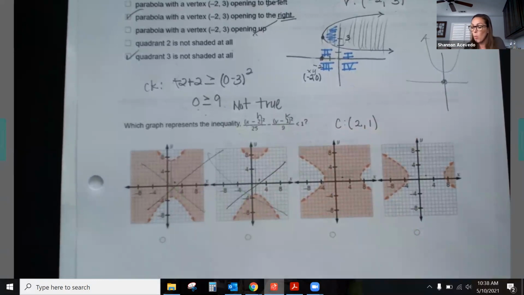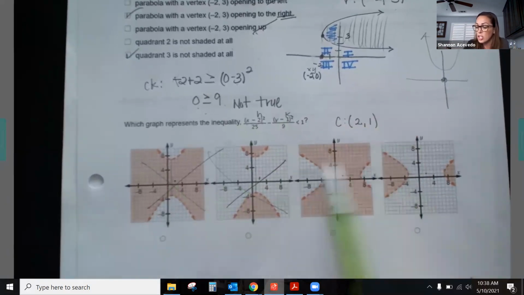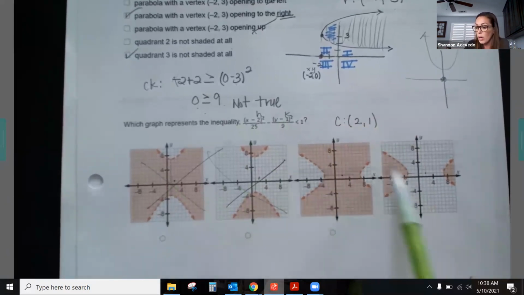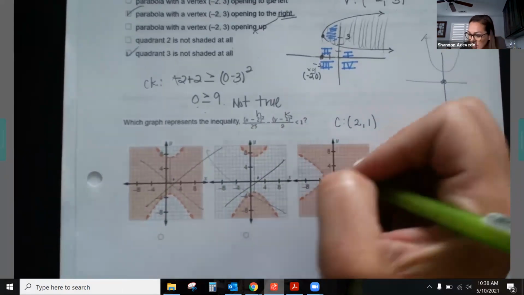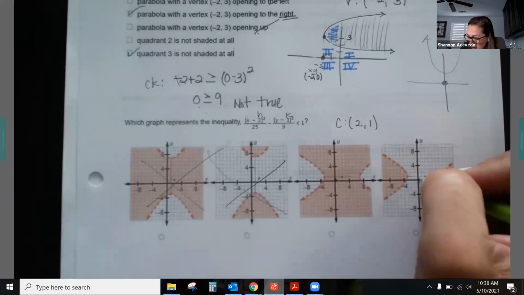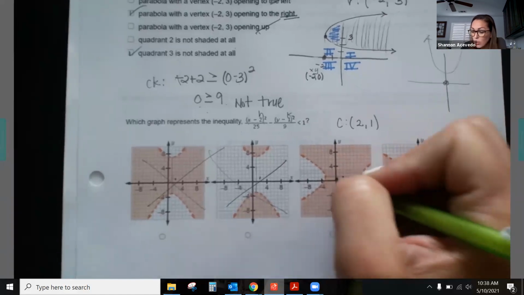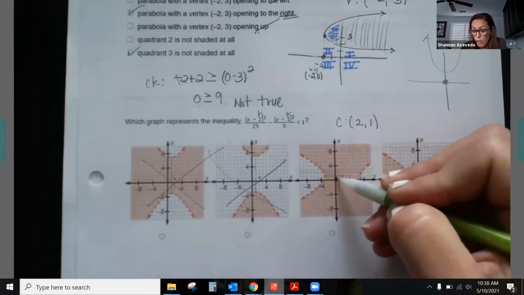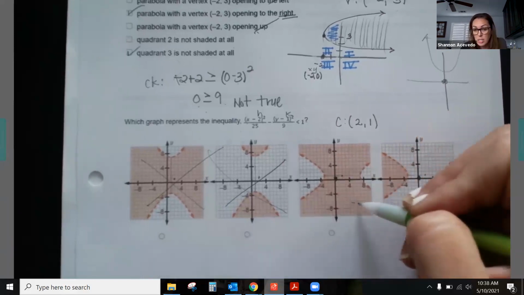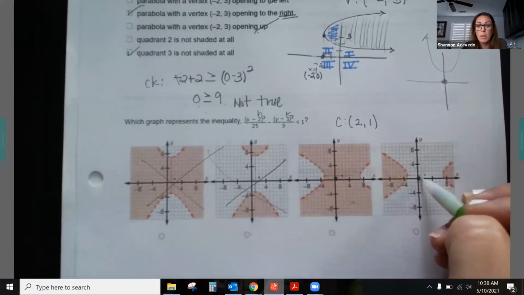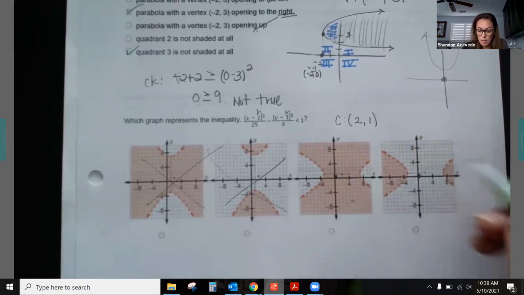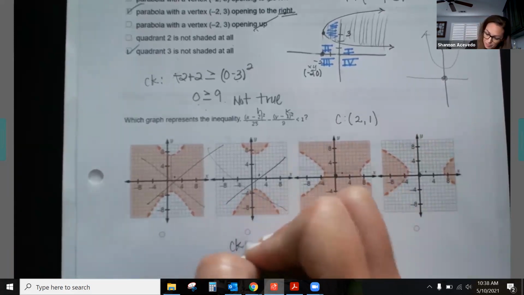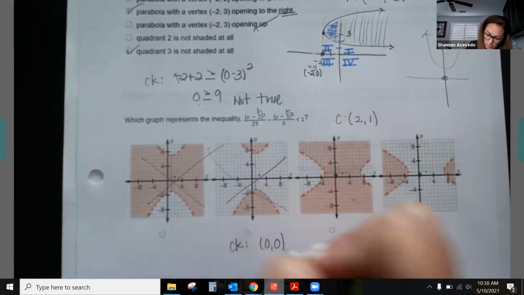So we need to figure out, okay, well, which one of these is true? Is it shaded all here or inside the hyperbolas? So pick a point. This one's an easy one to choose. Choose your (0, 0). If (0, 0) makes a true statement, then this is going to be the correct one. If (0, 0) makes a false statement, then this is going to be the correct one. It's not shaded. So let's check. We're going to use (0, 0).